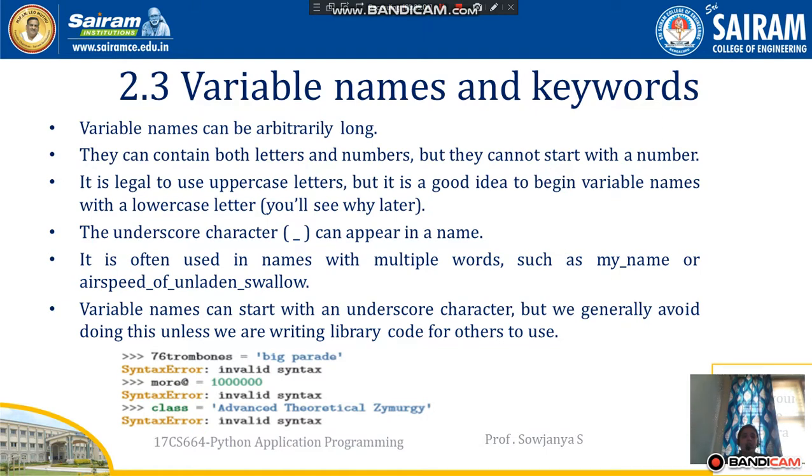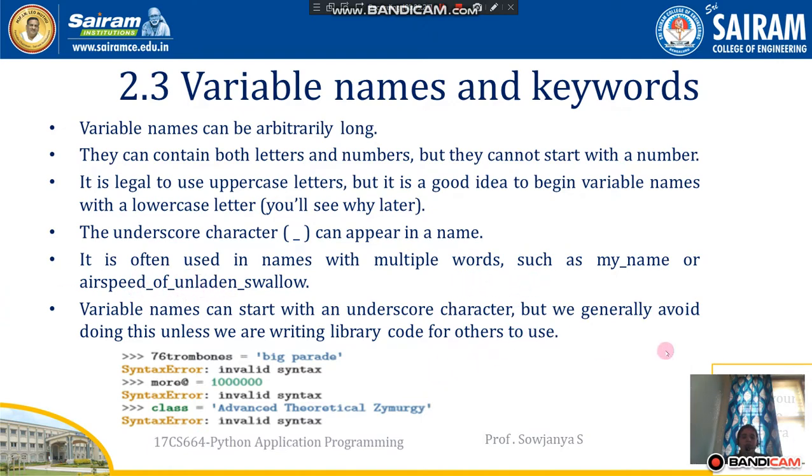It is legal to use uppercase letters, but it is a good idea to begin variable names with lowercase letters. The underscore character can appear in the name, and it is often used in names with multiple words, such as my_name or airspeed. You can see this is the correct way of using variable names. This is also a correct way.